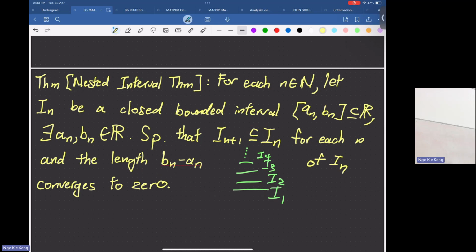What happens here? Converge to 0. Okay, what can happen? Can you guess what happened?